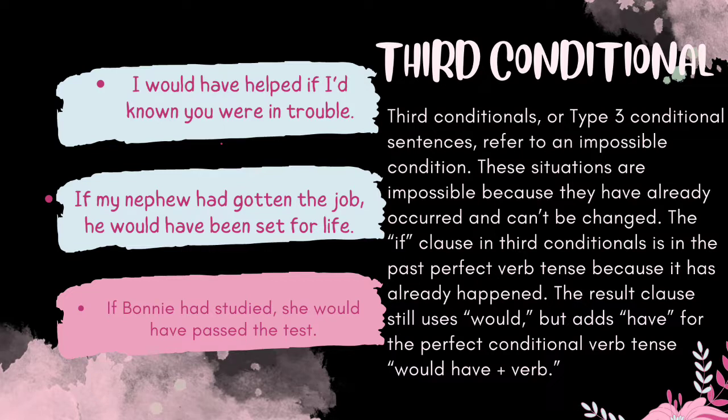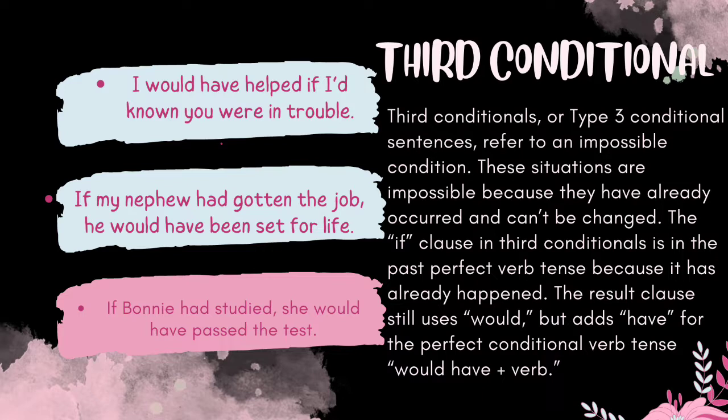Third conditionals, or type 3 conditional sentences, refer to an impossible condition. The situations are impossible because they have already occurred and cannot be changed. The if clause in the third conditional is in the past perfect verb tense because it has already happened. The result clause still uses would but adds have, for the perfect conditional verb tense: would have plus verb.